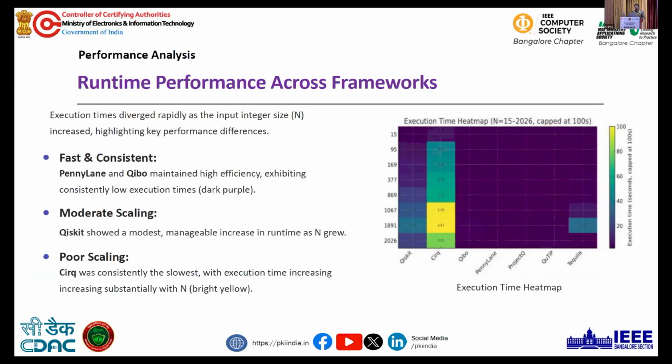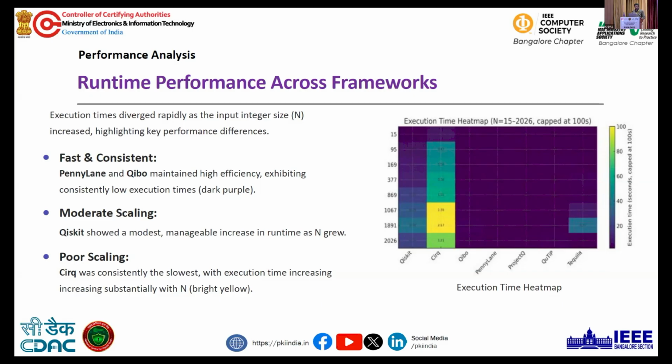So this is the performance analysis of the heat map. When we compare execution times, PennyLane and Qubit consistently performed faster. Qiskit showed moderate growth in runtime as the problem size increased. Cirq, however, scaled poorly and was the slowest overall. These performance differences highlight that not all the frameworks are equally suited for large-scale cryptanalysis simulations.